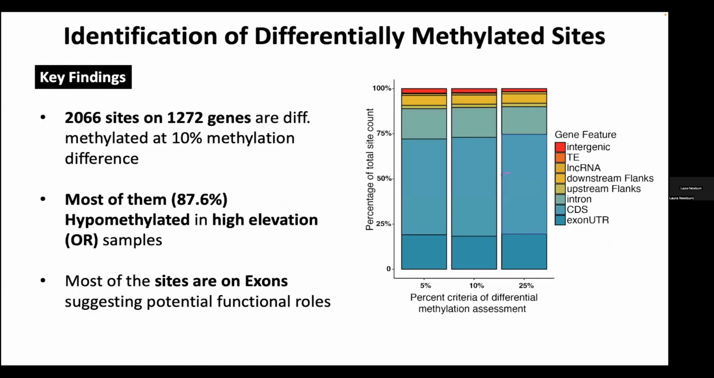After that, we wanted to look at the differentially methylated sites, the difference in methylation between those thermal populations. Here we found around 2,000 sites in 1,200 plus genes. Very interestingly, most of them were hypomethylated in the high elevation samples. And most of those sites were also in the exons, as I have shown before. That also suggests their potential functional roles.